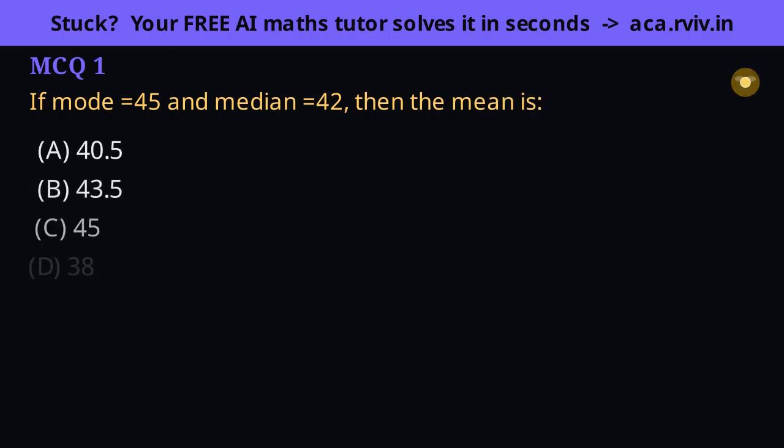Consider the 4 options. Rearrange 3 median equals mode plus 2 mean into mean equals 3 median minus mode, all over 2. That's 3 times 42, 126, minus 45, giving 81, over 2, exactly 40.5, option A. Watch the traps, 45 is just the mode copied back, and 38 and 43.5 come from dropping the factor of 3 or dividing wrong. The relation must be applied intact.